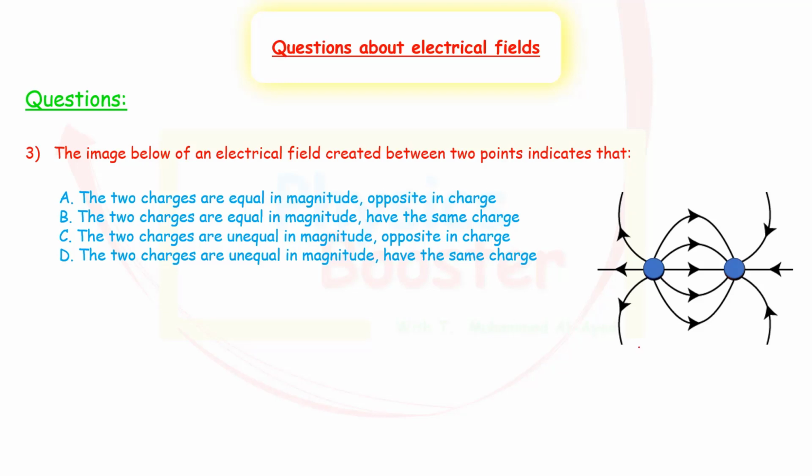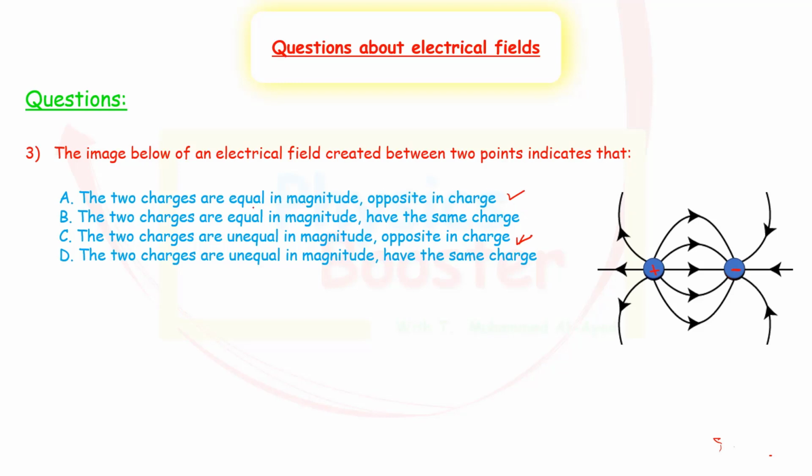Well, first of all, we know that since the lines of the electrical field are leaving from one particle and going towards the other particle, this means that they have to have different charges. This one must be negative and this one must be a positive charge. So it can be either this one, opposite charge, or this one, because it has opposite charges. You do not have the same charge.